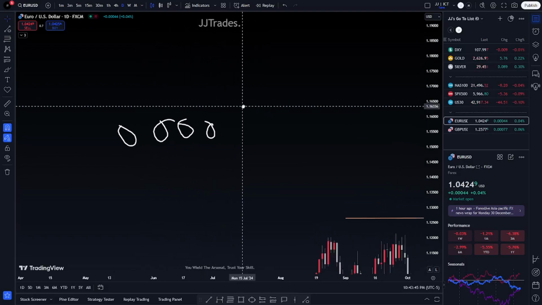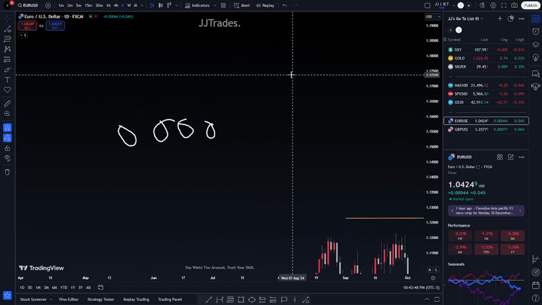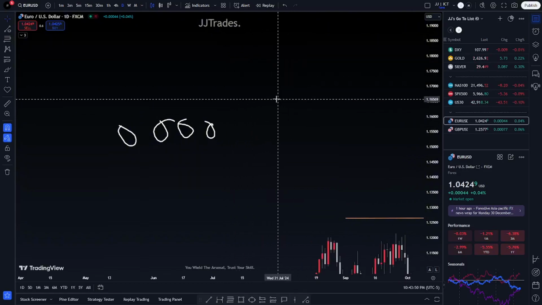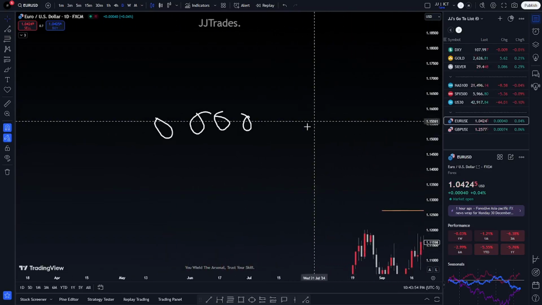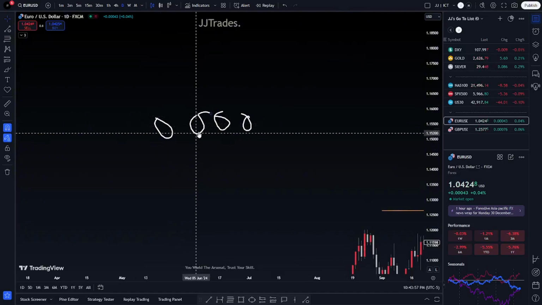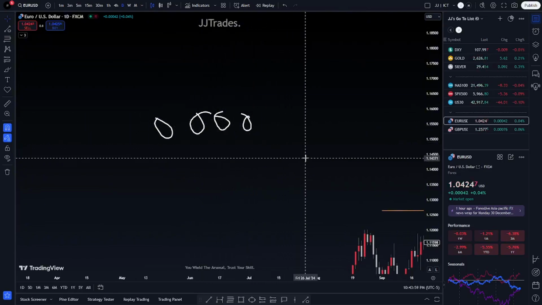How many months are in a year? There's 12 months. Divide those 12 months into 4 quarters, and you will get 3 months 4 times. So 3 months, 6 months, 9 months, and 12 months. That's what makes up a whole year.